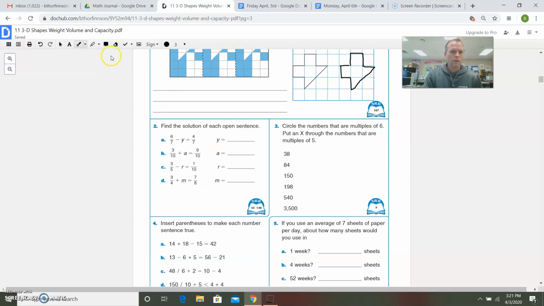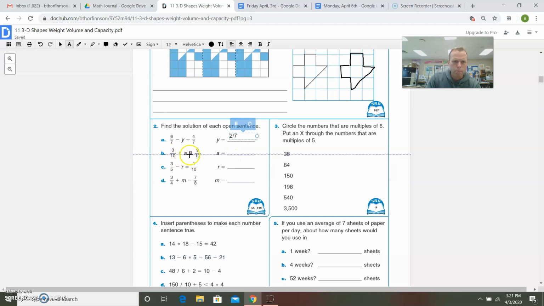Okay, let's go down here and take a look at working with fractions. Remember, common denominator, they have to be the same before you can add or subtract a fraction. Your denominator has to be the same. We've said that a few times. So the first one should be kind of an easy one. 6/7 minus what gives me 4/7? Well, 6 minus 2 is 4, so 2/7.